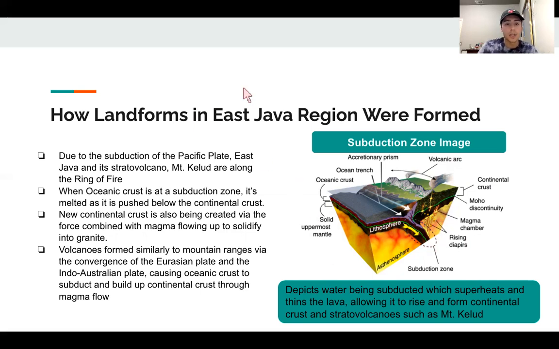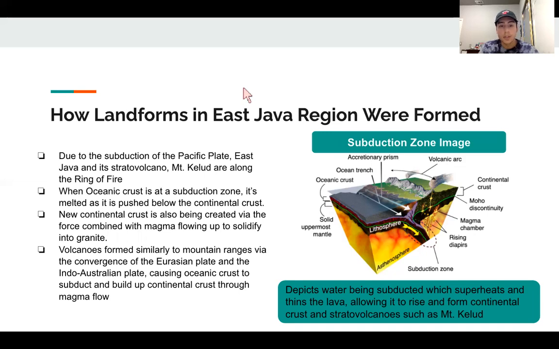So due to the subduction of the Pacific Plate, East Java and its stratovolcano Mount Kelud are among the Ring of Fire. When oceanic crust is at a subduction zone, it is melting and pushing down below the continental crust, as we see in the picture.